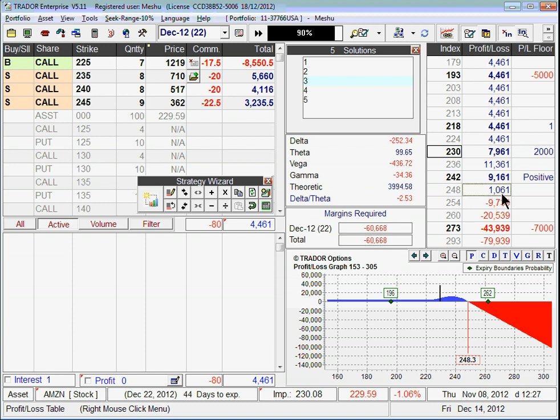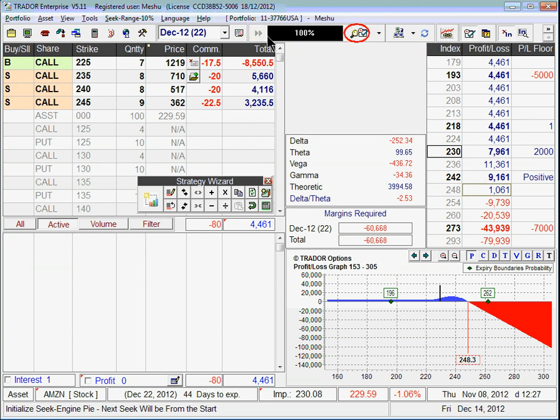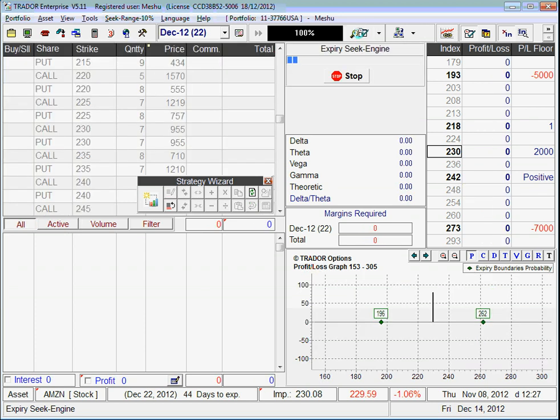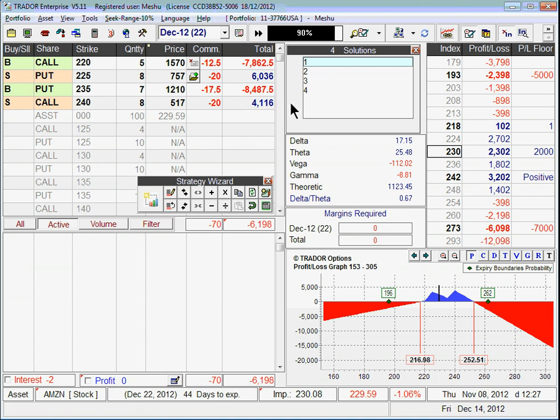Since new definitions were added, I'll initialize the seek engine to start again from scratch by clicking the Initialize button and activating the seek engine again. Trador displays the solution list with 4 solutions found. Notice the loss at index 273, that is above minus $7,000, and also the profit at index 230, that is above $2,000 as defined.